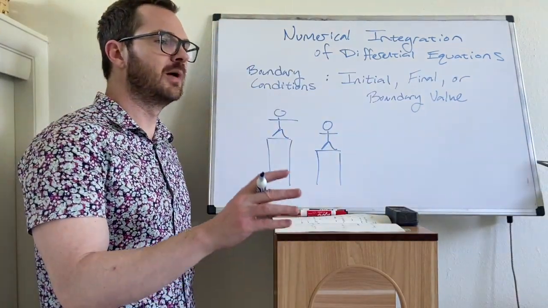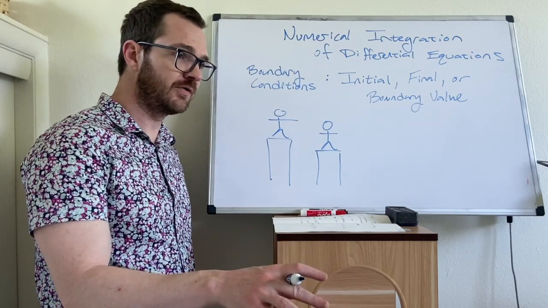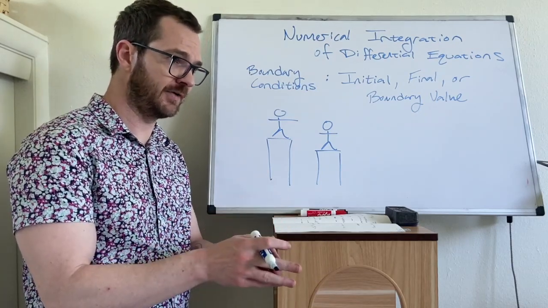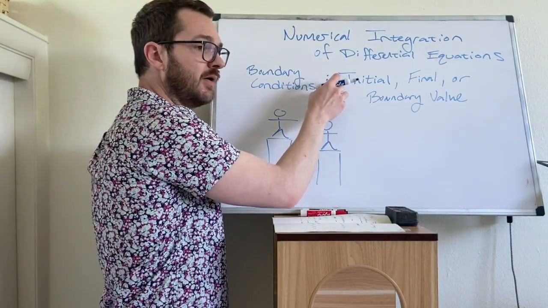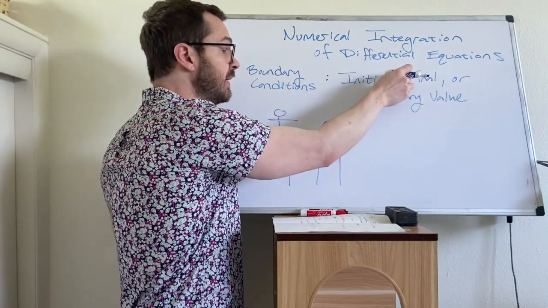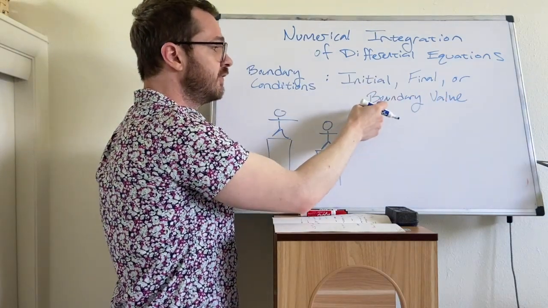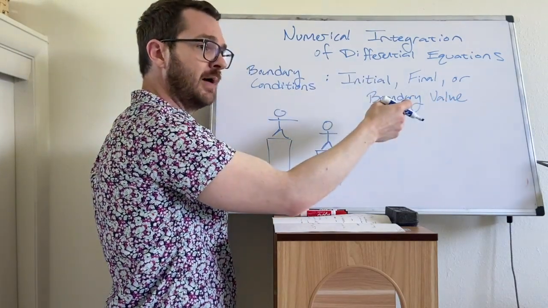We also need to talk about boundary conditions. If you're going to solve a differential equation, you have to have certain information ahead of time. That information could be about initial states, it could be about final states, so a target, or it could be a mix of the two, and you could have information about both boundaries.